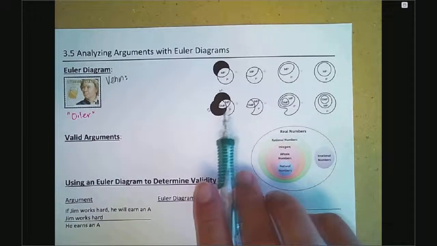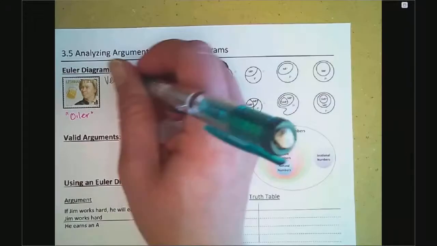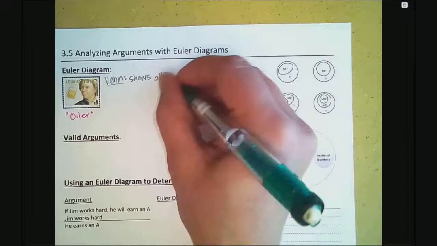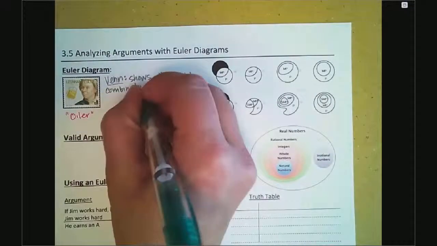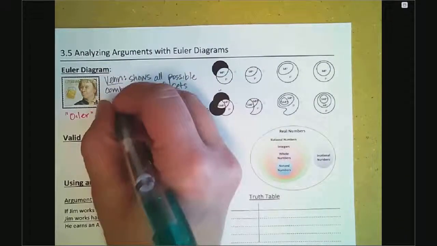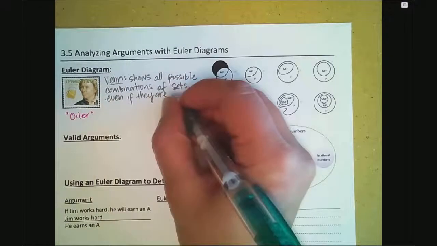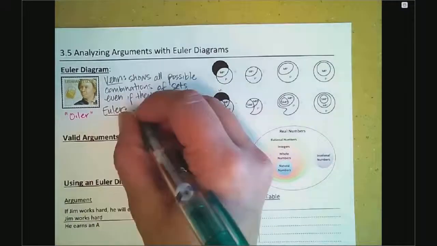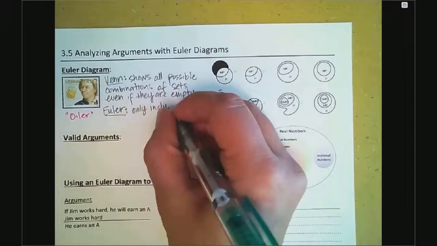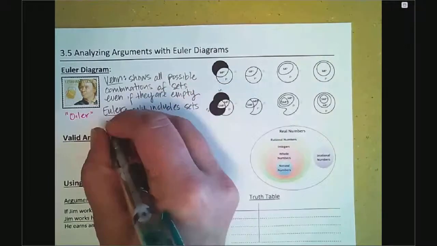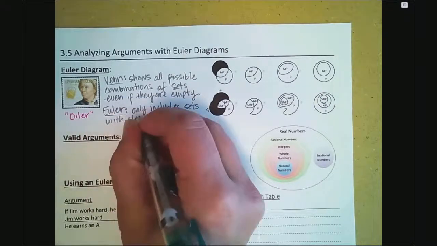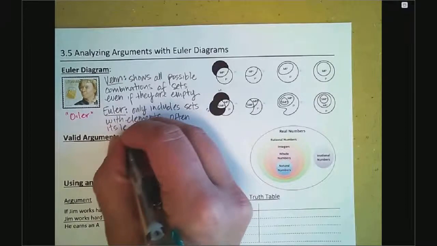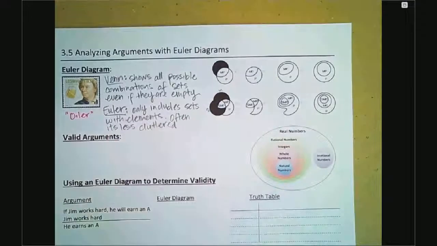Let's write down some of the characteristics here. It only includes the sets that have elements within it. Sometimes it's a lot less cluttered.